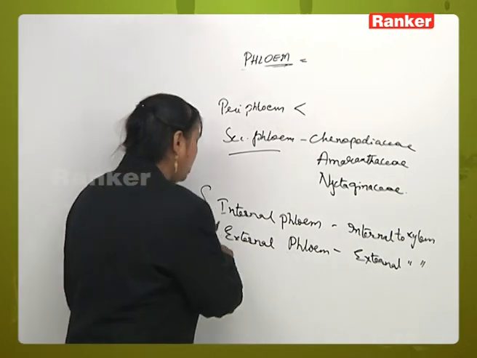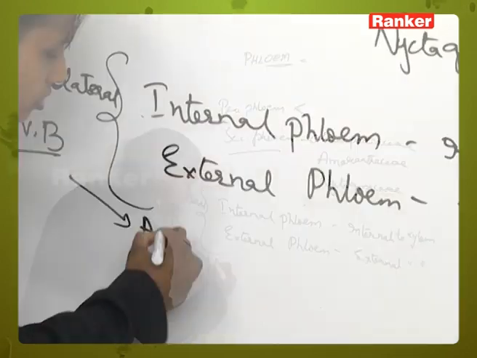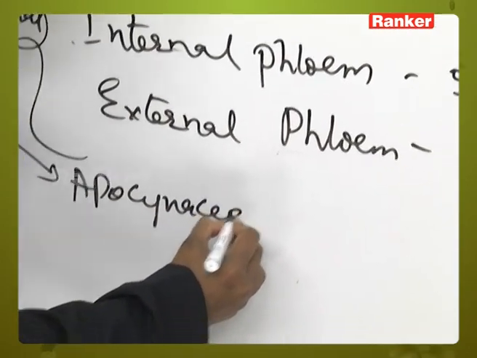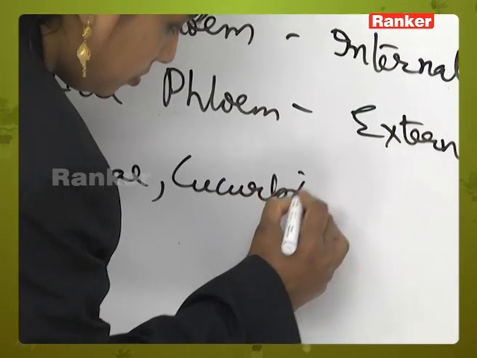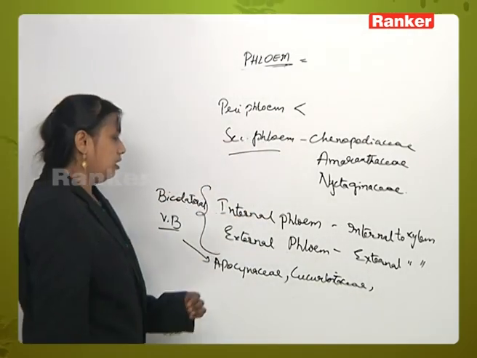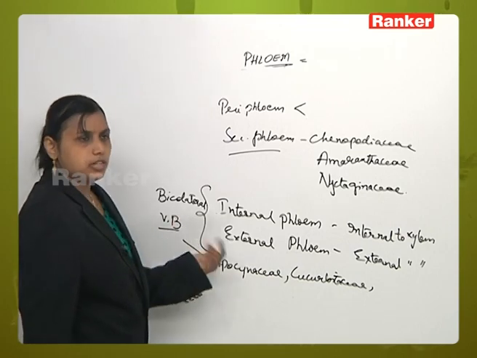Now, where are these bicollateral vascular bundles seen? These are seen in the maximum families of Apocynaceae, in Cucurbitaceae. You can also see bicollateral vascular bundles occurring in different families in this section.